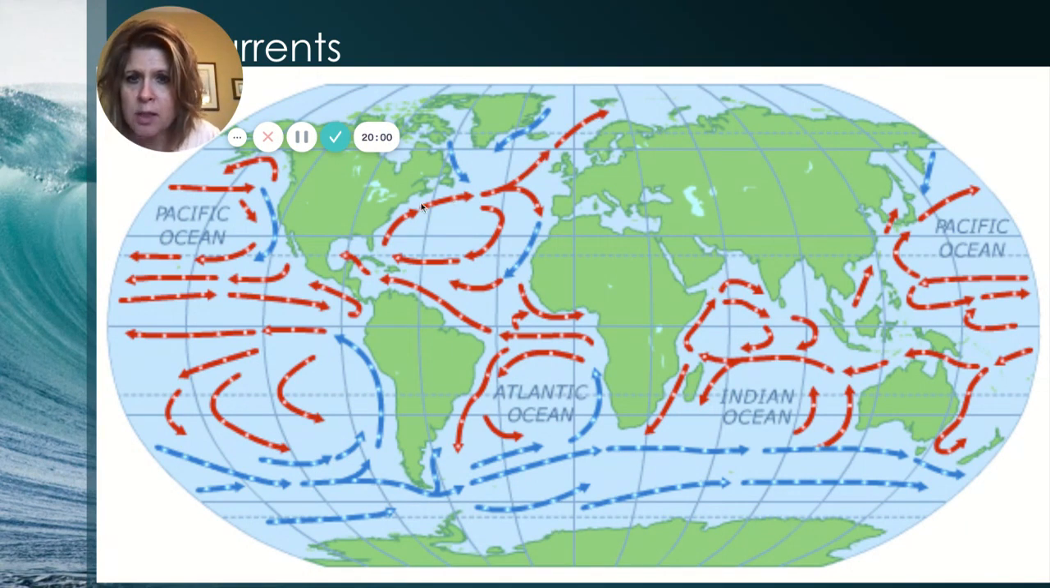This is the most famous one for us because this is what the explorers and the colonists used in order to get to America. The Gulf Stream. It also influences your weather on the East Coast because it brings warm water up and keeps our water at a regulated temperature.